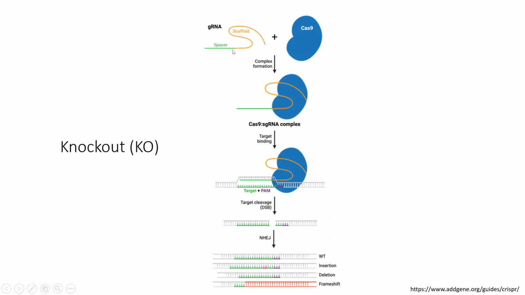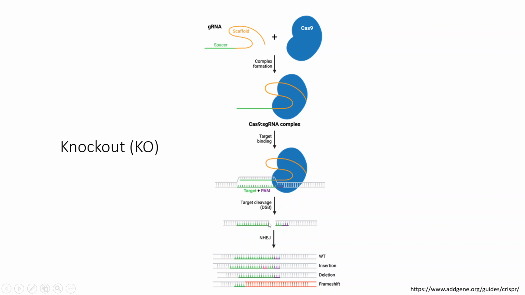This spacer is what binds to your target in the genome. The scaffold is what binds to Cas9. Now you form this complex, and this Cas9 sgRNA complex will then go and bind to the target. The target is there with the PAM site. Cas9 will bind there and it will cause target cleavage. So it will cleave and create a double-stranded break here.